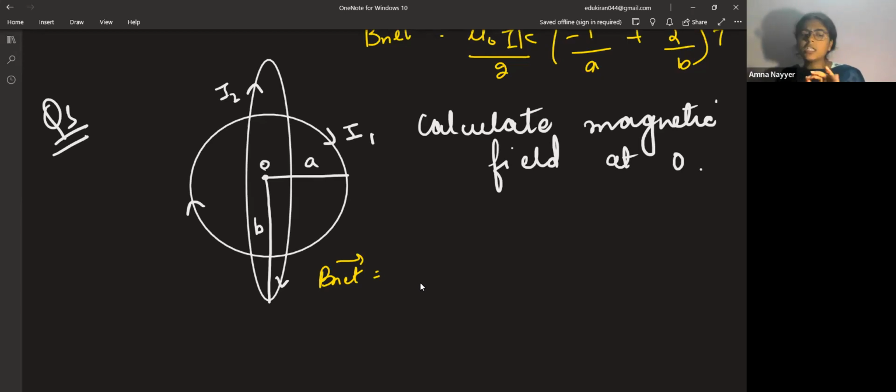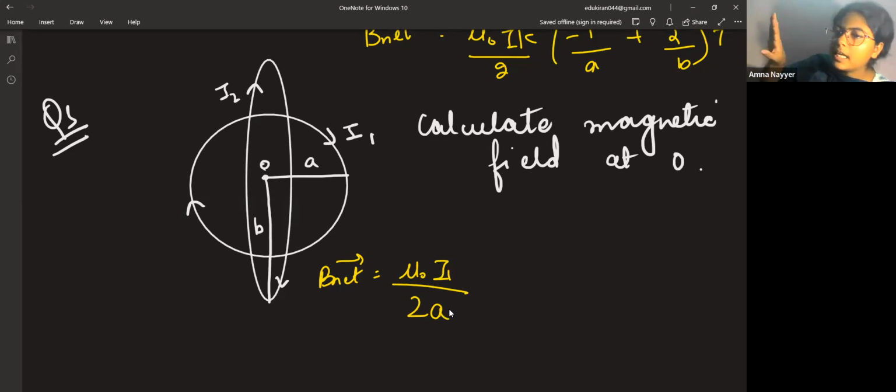at the center of a circle, formula is same for all, mu naught I by 2R. So for the first one, mu naught I1 by 2R, what is the radius of the circle? 2A. Now what's unique here is the direction. So see, curling my fingers along the sense of current, thumb is pointing inward.